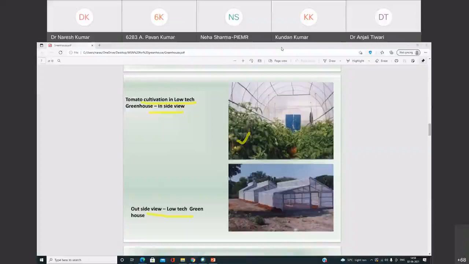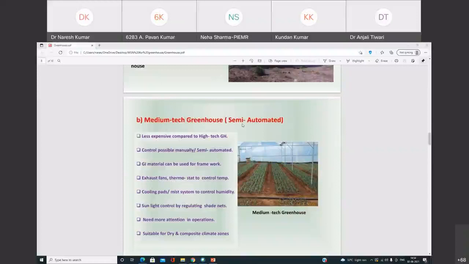So one can begin with the low tech, and then go similarly to the semi automated and the fully automated, depending upon the crop and the investment the farmer is ready to make for the greenhouses. So this is the medium tech greenhouse, which is semi automatic. It is less expensive compared to the high tech greenhouse, and control is possible manually or semi automated.